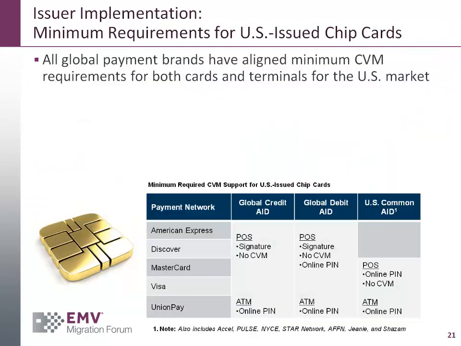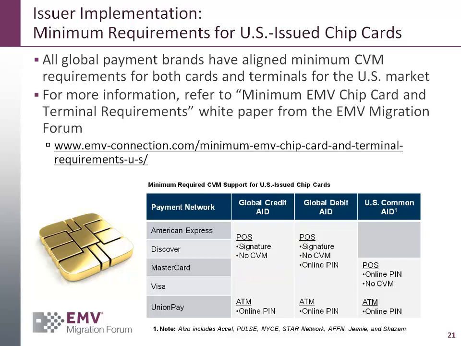The major payment networks have established the minimum requirements for U.S.-issued chip cards and chip-enabled terminals. From the issuer's perspective, this means that at a minimum, the chip card must support the CVMs listed here. For example, all of the major payment networks require that a global credit AID support signature and No CVM at the point of sale. This does not preclude the issuer from adding other CVMs to meet their business needs. This chart is just a baseline. Refer to the Minimum EMV Chip Card and Terminal Requirements white paper from the EMV Migration Forum for more information.